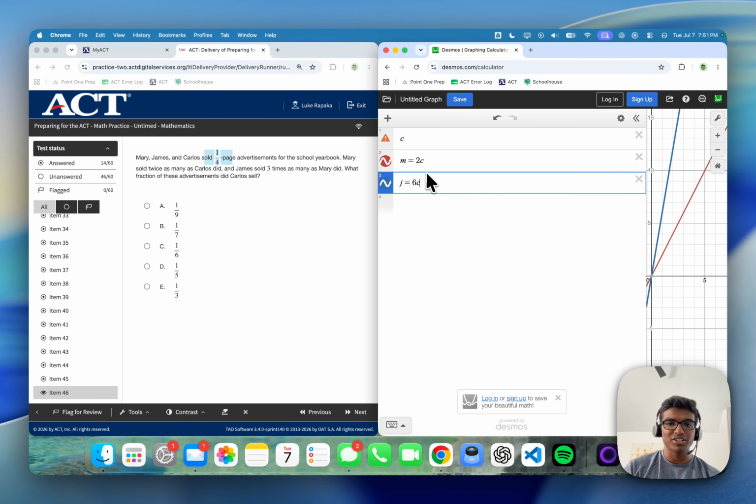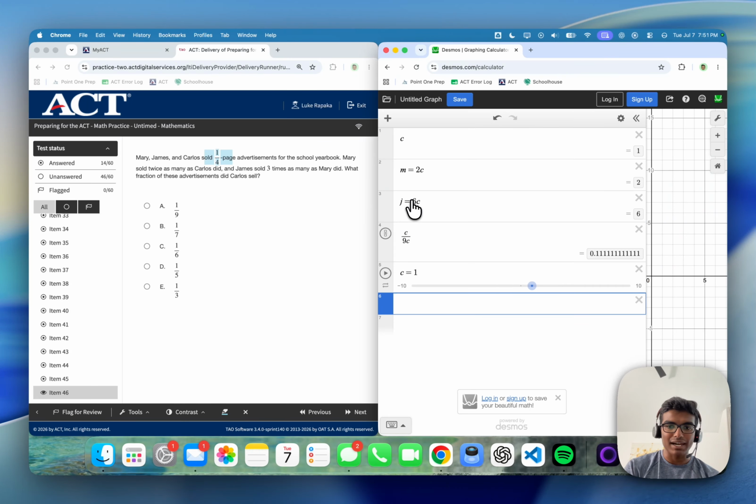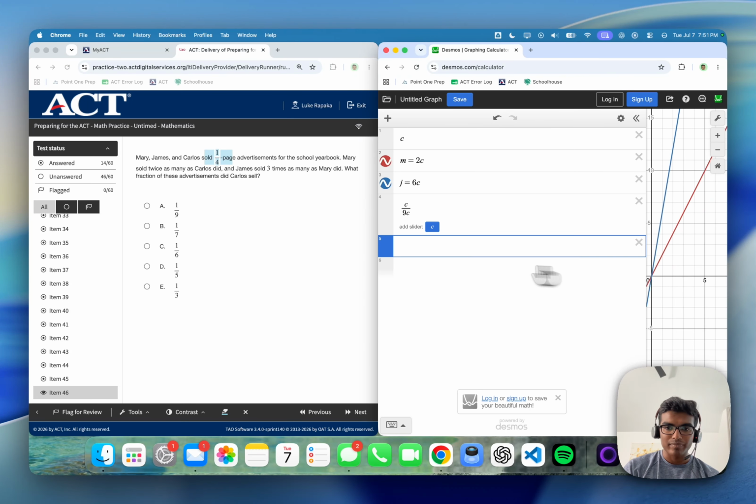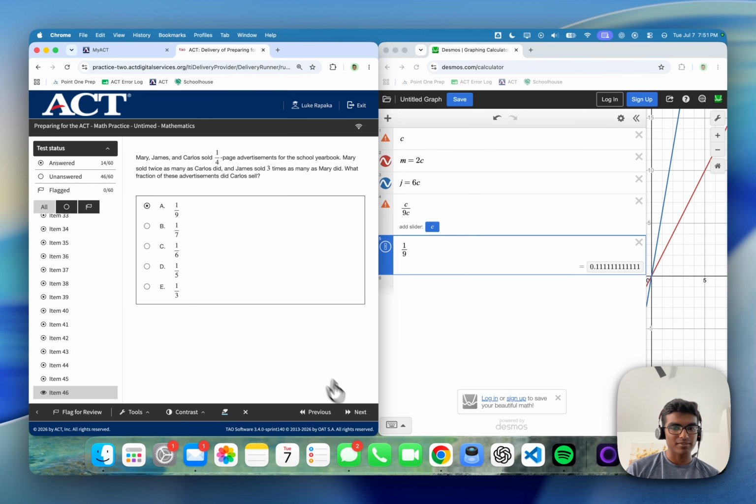6c. Okay, and then how much did Carlos sell? Well, we know Carlos sold c, and then in total there was 9c sold. I can then cancel out the variable up there, and I would be left with 1/9. So 1/9 would be the answer.